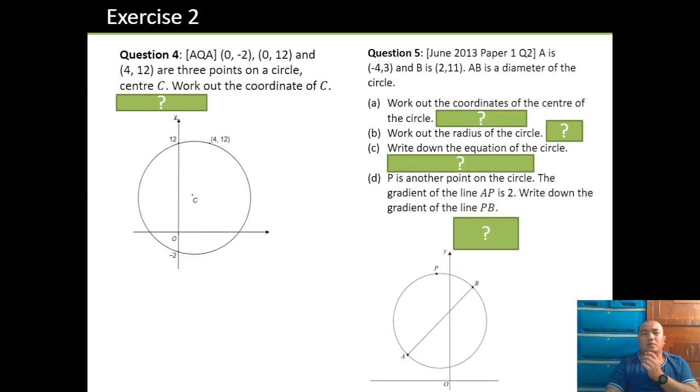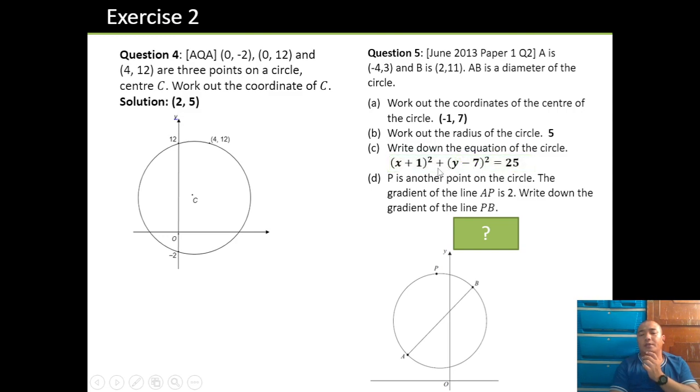Next, (0, -2), (0, 12), and (4, 12) are 3 points on a circle with center C. What are the coordinates of C? Solution: (2, 5). Next, A is (-4, 3) and B is (2, 11). AB is the diameter of the circle. Work out the coordinates of the center of the circle: (-1, 7). Work out the radius of the circle: 5. Write down the equation of the circle: (x + 1)² + (y - 7)² = 25.